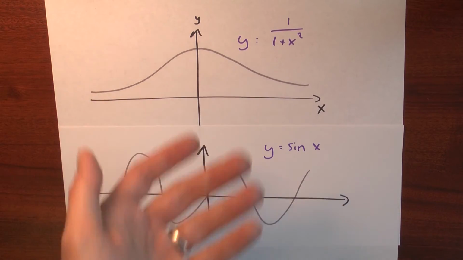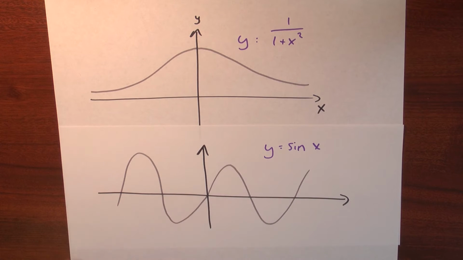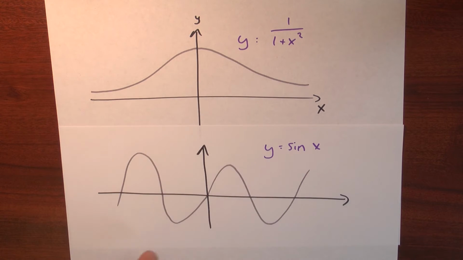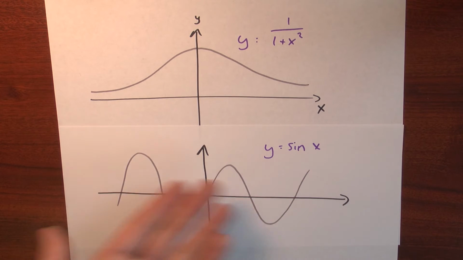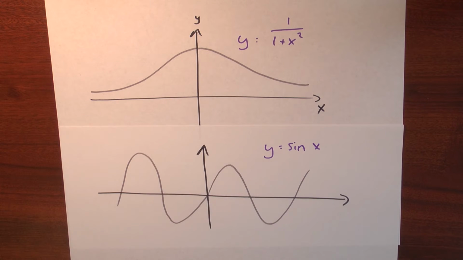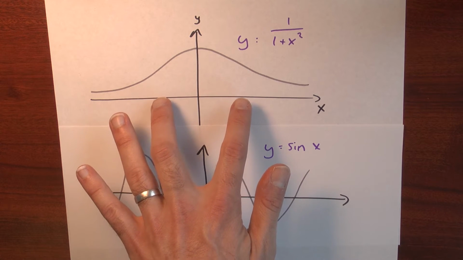So if 1 over 1 plus x squared looks just as nice as sine of x, why is the Taylor series for this function centered around 0 so much worse than the Taylor series for sine of x centered around 0? The Taylor series for sine of x converges to sine of x everywhere, and the Taylor series for 1 over 1 plus x squared is only good in an interval of radius 1.